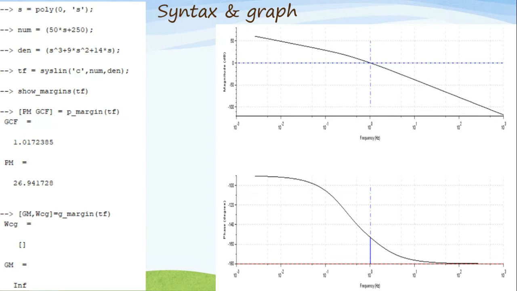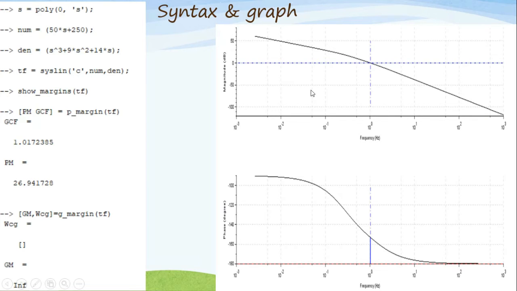As you can see, the left hand side is the syntax and the right hand side is the graph. S is assigned to equal a polynomial, and then we insert the open loop transfer function we calculated just now into the syntax, as a numerator and a denominator. The numerator is equal to 50 times S plus 250, and the denominator is S cubed plus 9 S squared plus 14S. The variable TF, the transfer function, is assigned as a continuous linear system. The syntax show margin transfer function is to show the margins on the graph.